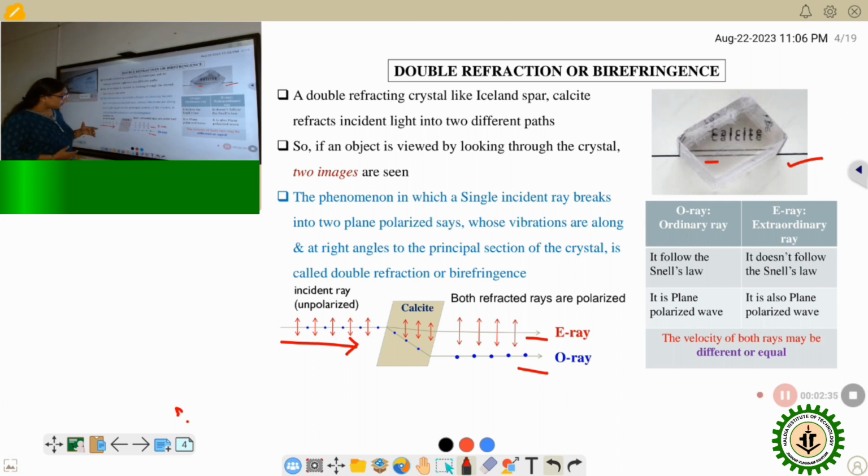So when an unpolarized light falls on such a crystal, it gets refracted into two beams. They are called E ray, stands for extraordinary ray, and O ray, stands for ordinary ray. The difference between them is that the ordinary ray follows Snell's law, whereas the extraordinary ray does not follow Snell's law. The vibration of the E ray is parallel to the plane of the board, whereas the vibration of the O ray is perpendicular to the plane of the board, which you can see from this image.